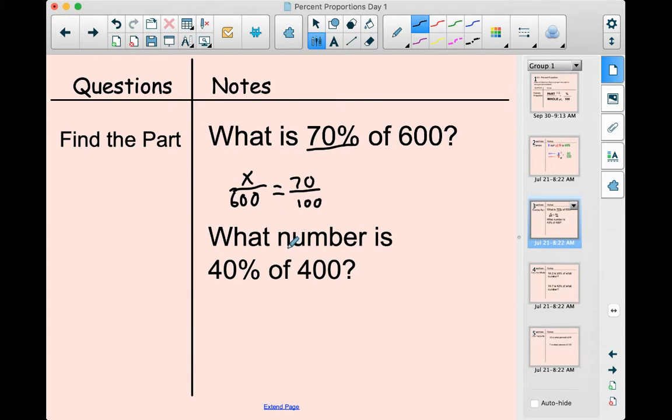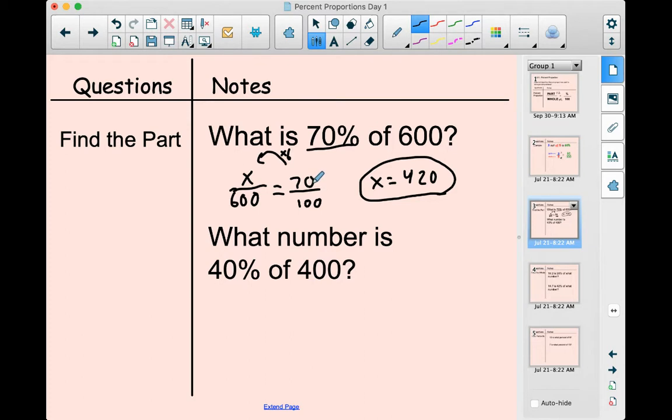Then I can use my proportion solving skills. There's a couple ways to do this. You might notice right away, well, 600 is just 6 times bigger than 100. So you can use that idea to multiply the top by 6 as well. 70 times 6 is 420. So 420 would be our answer there. If you didn't notice that, not to worry. You can use your cross multiplication as normal. 100x equals 4200, gives you 420.